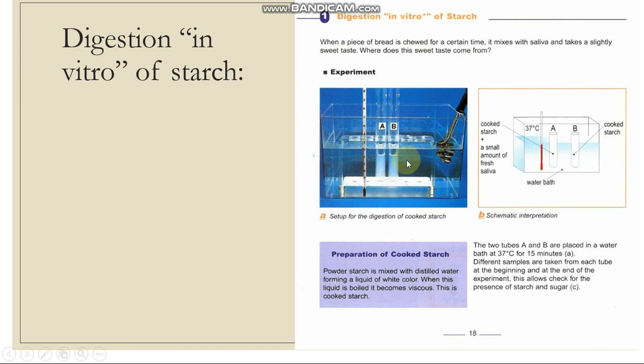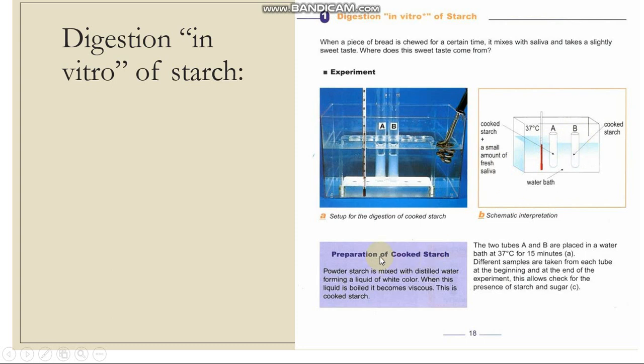So they performed this experiment. Okay, this is the setup for the digestion, and here is a schematic representation of this experiment. So there are two tubes, A and B. Both tubes are placed in a water bath at 37 degrees Celsius. Tube A contains cooked starch and a small amount of fresh saliva, while tube B contains only cooked starch.